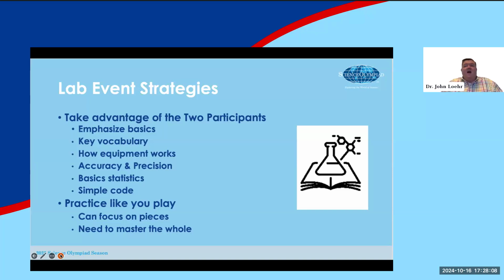And then the big thing when it comes to setting up the practices, practice like you play. I think lab events naturally lend themselves to breaking them into pieces, right? So we'll take Crime Busters here, for example. There are a bunch of different types of evidence that you have to analyze for Crime Busters. I would start my kids working through each kind of chunk of evidence, right? So we're going to work through our powders first, right? And then we're going to work through a couple of different tests around powders, flame tests, solubility, those kind of things. Then we're going to move into fingerprints. Then we're going to move into fibers, right? And, we can, but at some point, they have to have an experience where all those pieces come together.